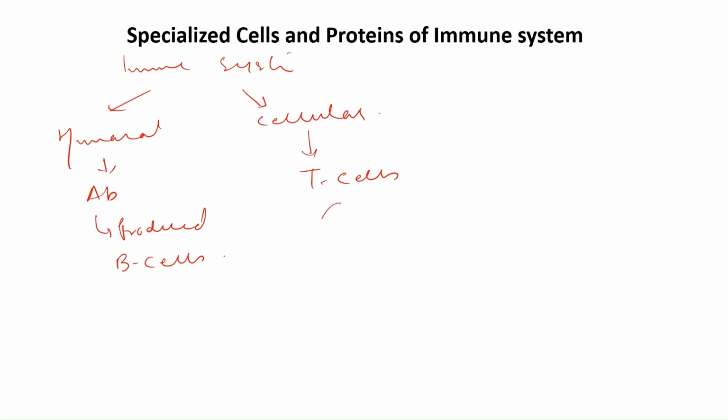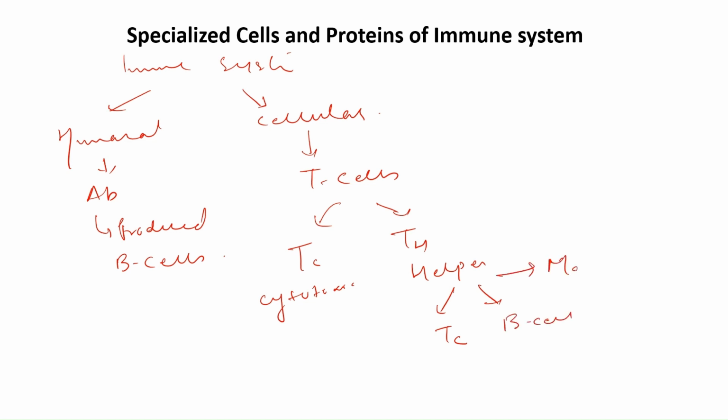Now, T cells are of two types, TC and TH. TC means cytotoxic. That means it will kill the foreign substance. TH means helper. It will not kill directly, it will help. Whom will it help? It will help the TC cell, and it will help the B cell to produce antibody. It can even interact with macrophages. What are macrophages? These are also cells of the immune system that phagocytose the foreign particle. They kill by phagocytosis. That means they eat and then digest.